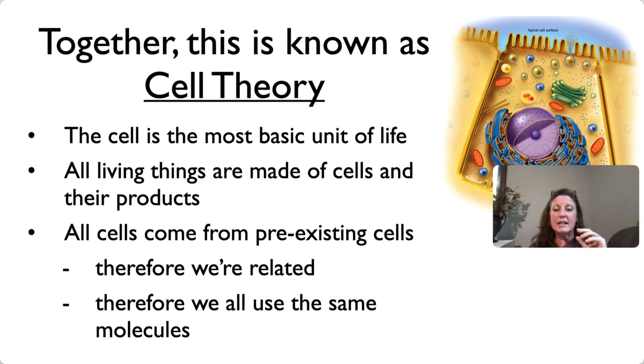Now, those three things together are known as cell theory. So cell theory says that the cell is the most basic unit of life, that all living things are made of cells and their products, and that all of those cells come from pre-existing cells.